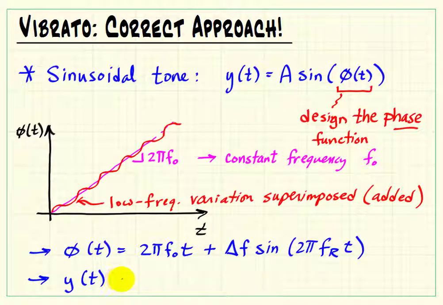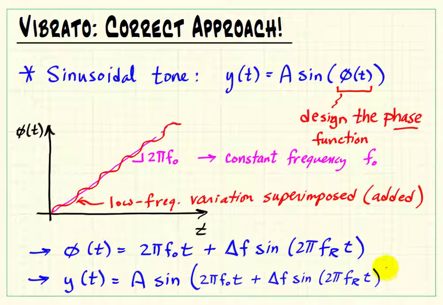So once we have the phase function in hand, we simply drop that into our sinusoidal oscillator equation. And we've got it. So this becomes the correct way of implementing the vibrato effect. Let's take a listen to this in LabVIEW.